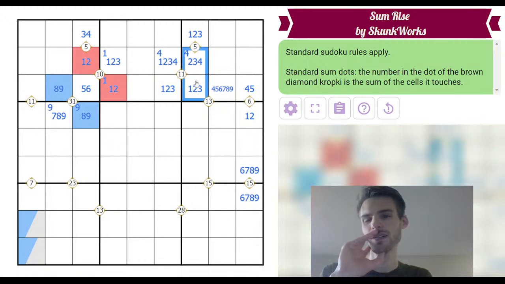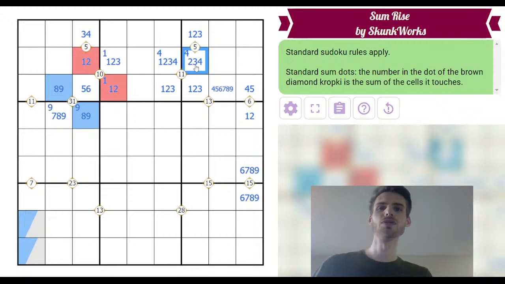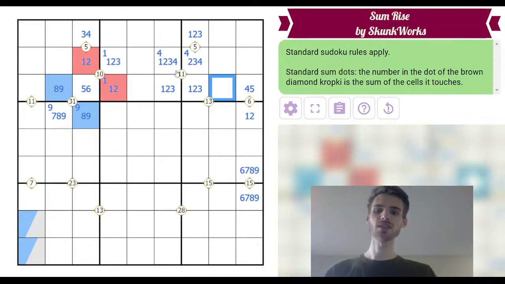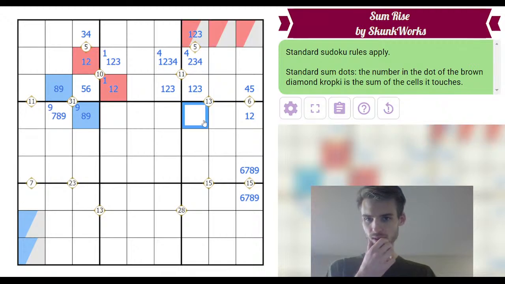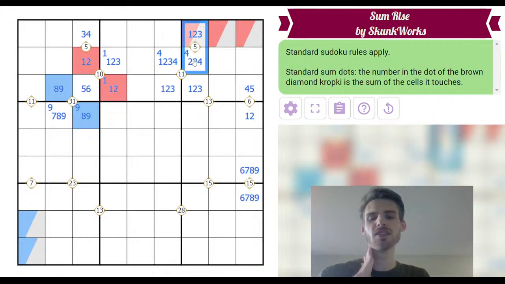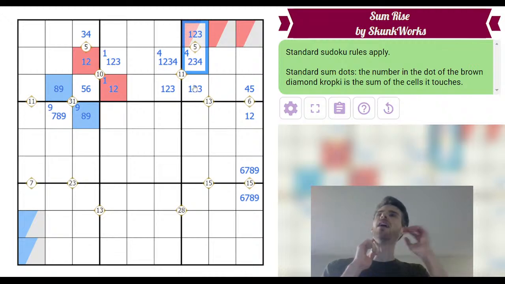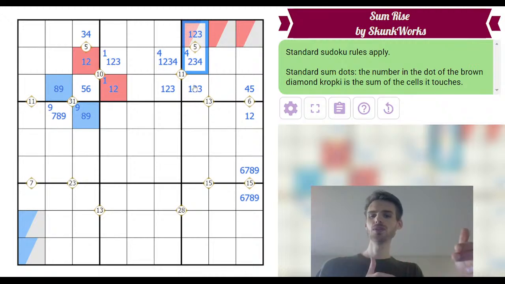Wait a second. Oh, something fishy going on with the reds. Actually, yes, you're right. I forgot to pencil mark that the reds are up here. No, not really that fishy. I don't know, but I was thinking, if this is, I don't know if double 2, 3 will ever work.